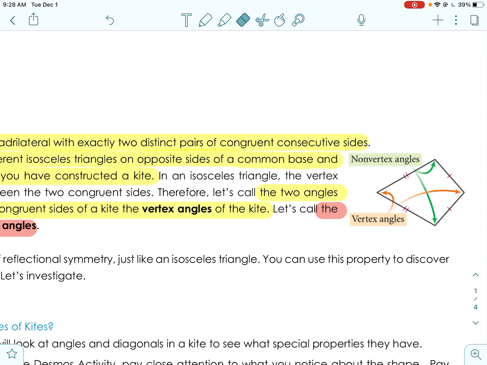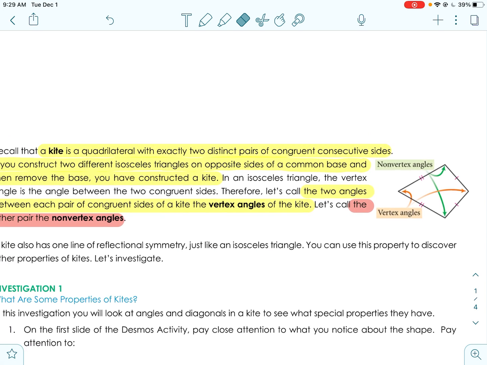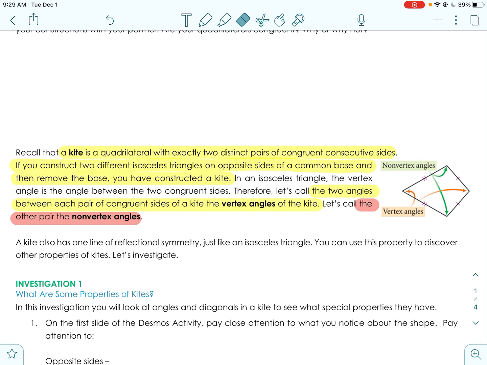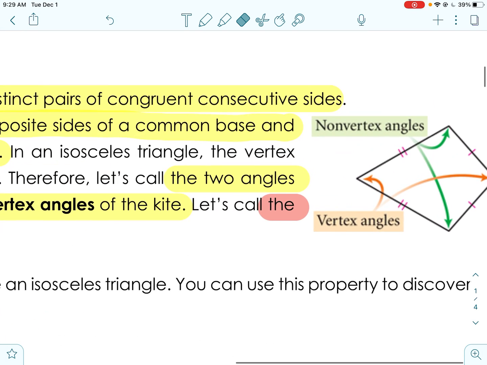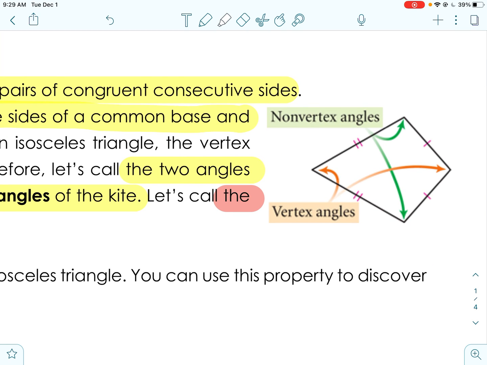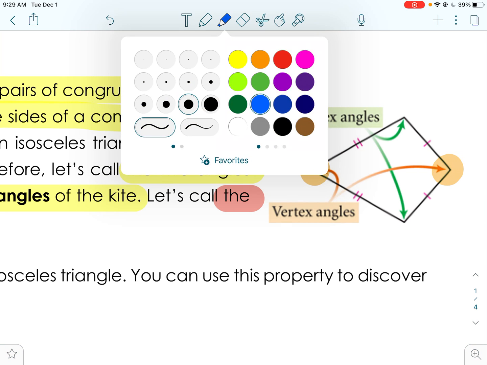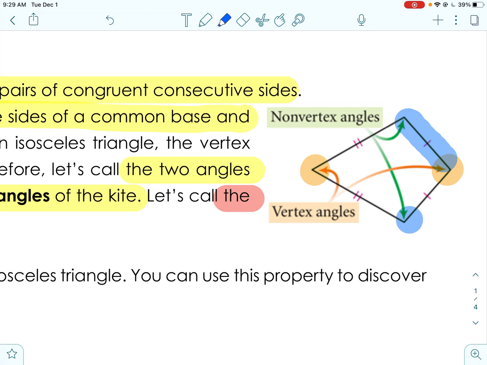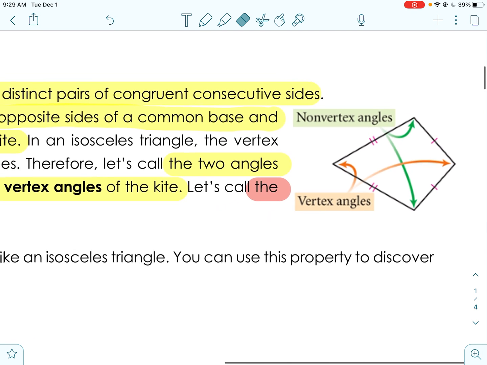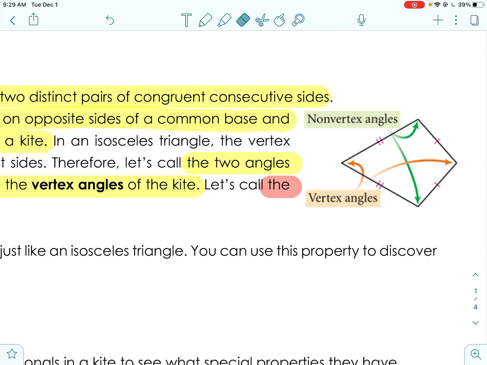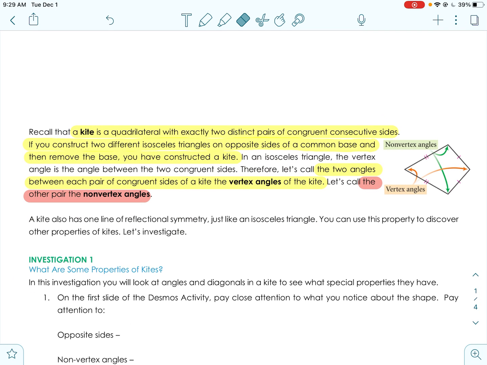Now, there are four angles in a kite. There are two vertex angles and two non-vertex angles. The vertex angles are the angles that are between the pair of congruent sides. So you see right here, your vertex angles are here and here. Those are the angles between the congruent sides. This side is congruent to this side, so the vertex angle is the one between those two sides. Then you have your non-vertex angles. Those are the other two angles, the angles between the non-congruent sides.